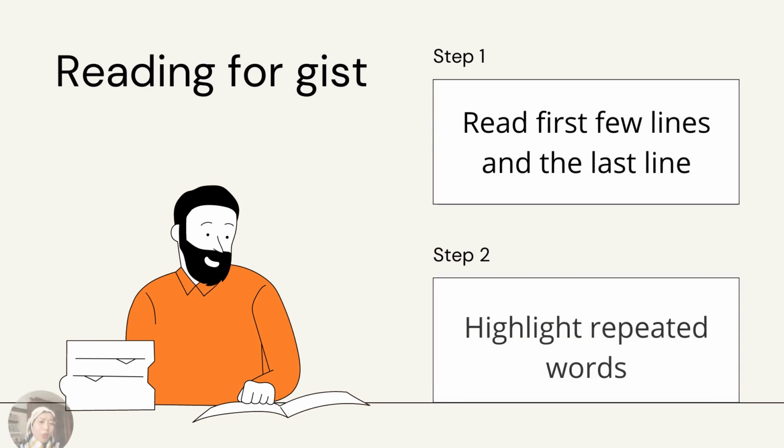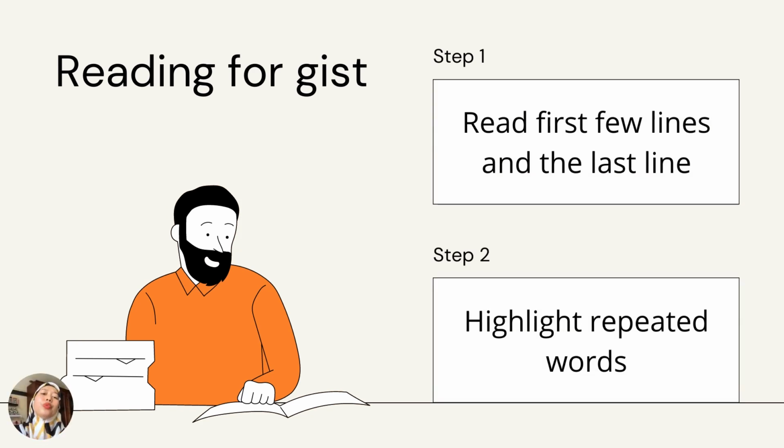So what I did just now is I read the first few lines and the last few lines, and then I highlighted the repeated words. Sometimes the main thing that I found in the first few lines and the last few lines are the things that make sense together. So there are the two steps that I use when we read for gist.